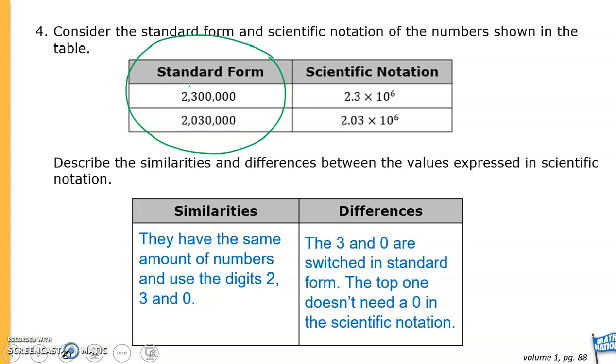In this one, the 3 and the 0 have been switched. So one of them is 2,300,000 and one of them is 2,030,000. The one on the top does not need a 0 in scientific notation. Notice that this 2.3 does not need any of these zeros after it, but this 2.03 does need this 0. Because it's between two non-zero numbers, the 2 and the 3, I have to keep that 0 when I'm writing it in scientific notation. And then we don't need the zeros at the end, just like above.